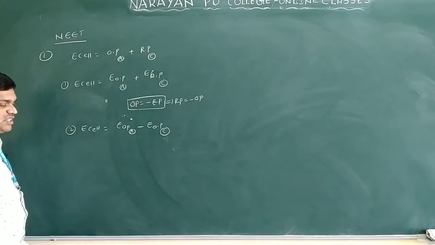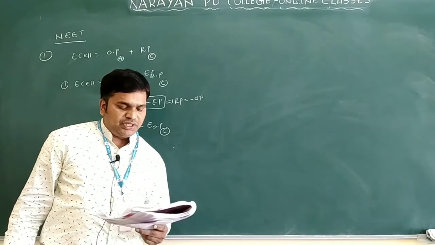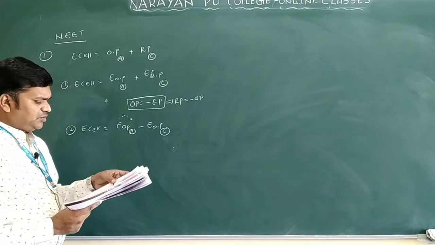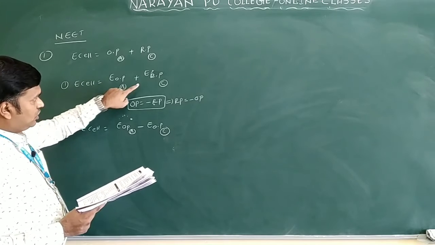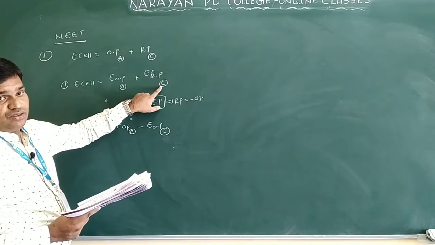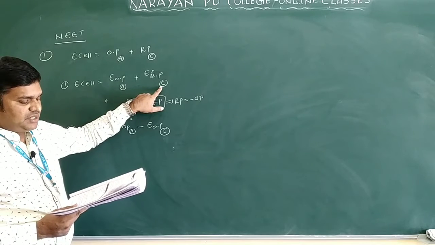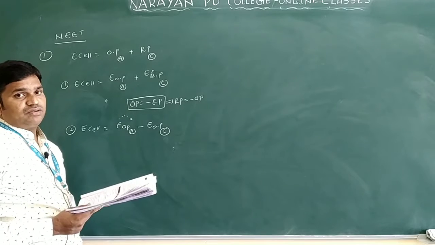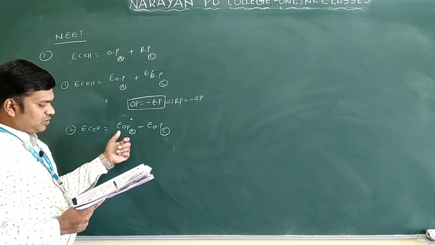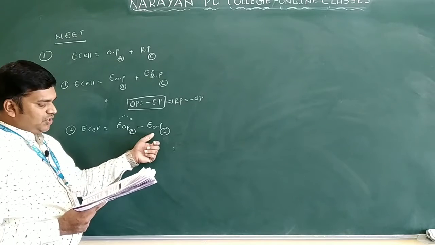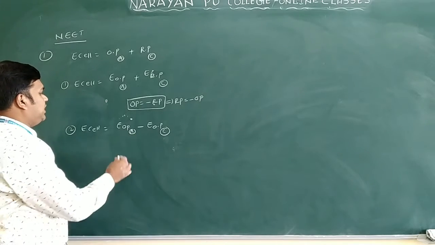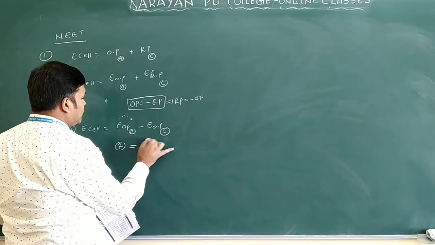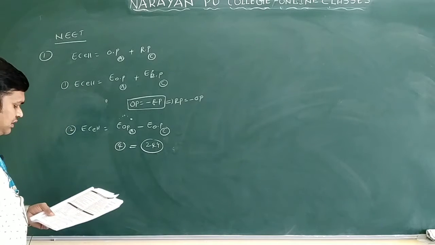You can see the first option: E cell is equal to E naught anode minus E reduction potential at cathode. It's not correct. The second option, oxidation potential at anode plus reduction potential at cathode, is the right answer. The third option, reduction potential at anode plus reduction potential at cathode, is not correct. The fourth option, E oxidation potential at anode minus E oxidation potential at cathode, is also right. What is your answer? You will take options 2 and 4. This is a direct question already given in the concept itself.